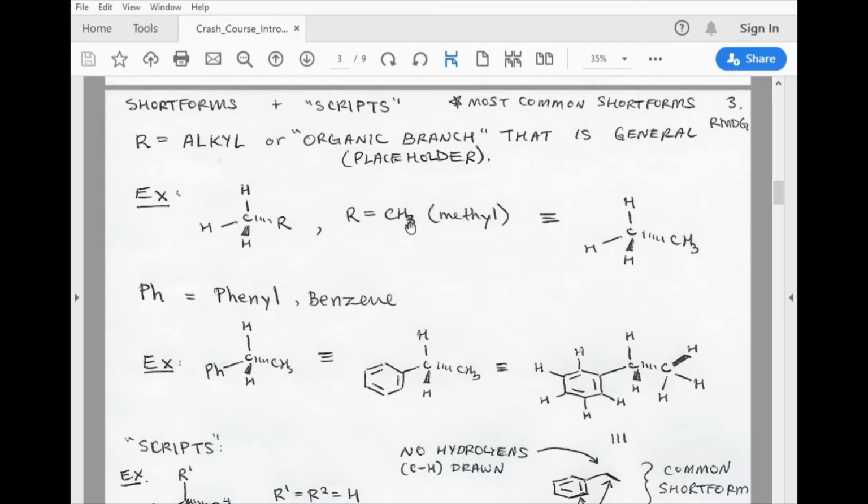For example, it could be a CH3 methyl group. And so if we were to draw that methyl group in here, it would look like this. And that's the complete molecule. It's ethane.